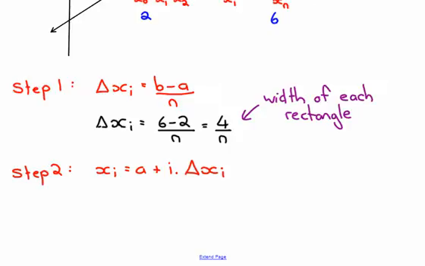So let's do that. xi is equal to a, which is 2, plus i multiplied by change in xi, which we found to be 4 over n from the previous step. I can then simplify to 2 plus 4i over n. Cool. So we've now completed step 1, we've completed step 2, so we've got our change in xi, which is 4 over n. We've got our xi, which is 2 plus 4i over n.